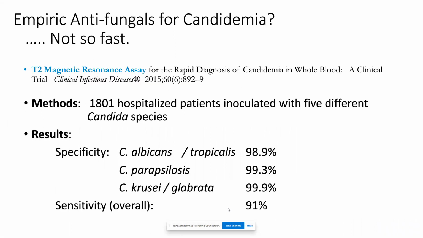So we have T2 here at Henry Ford. Most institutions don't use T2. This is a very clever assay. And I think when it comes back negative, it's an extremely useful test, so you don't need to use empiric antifungal therapy. So we're pretty lucky here that we have it.